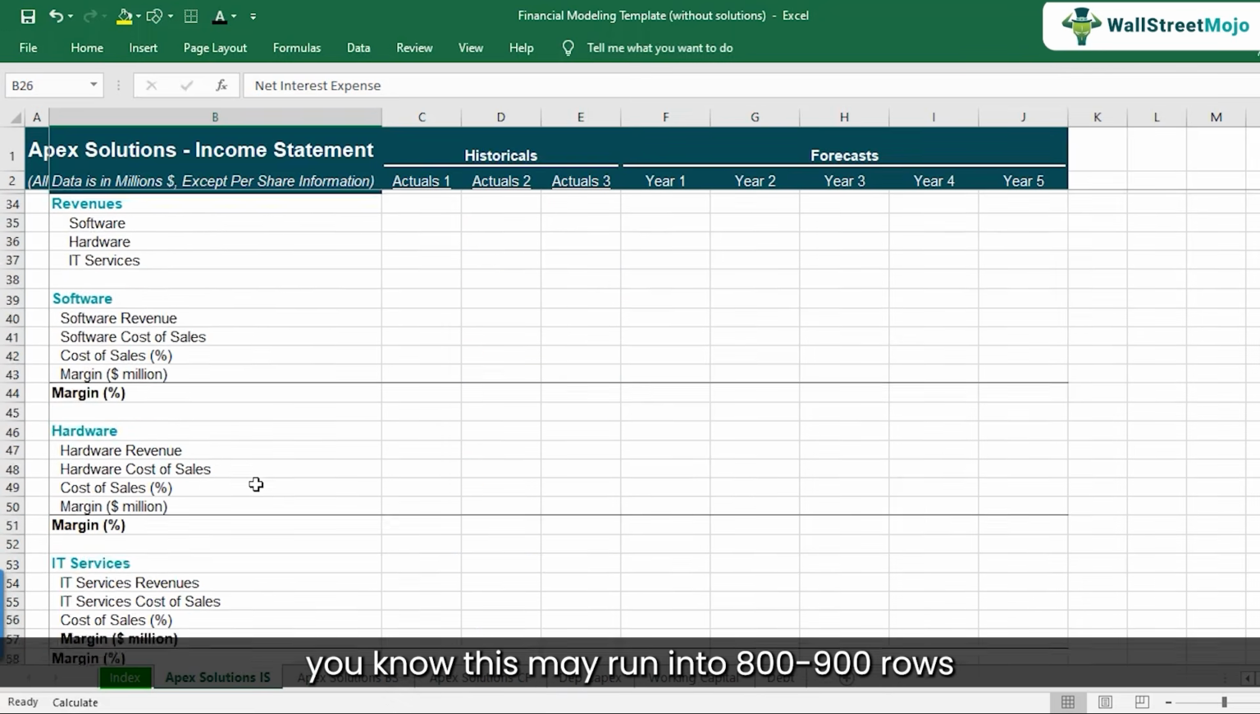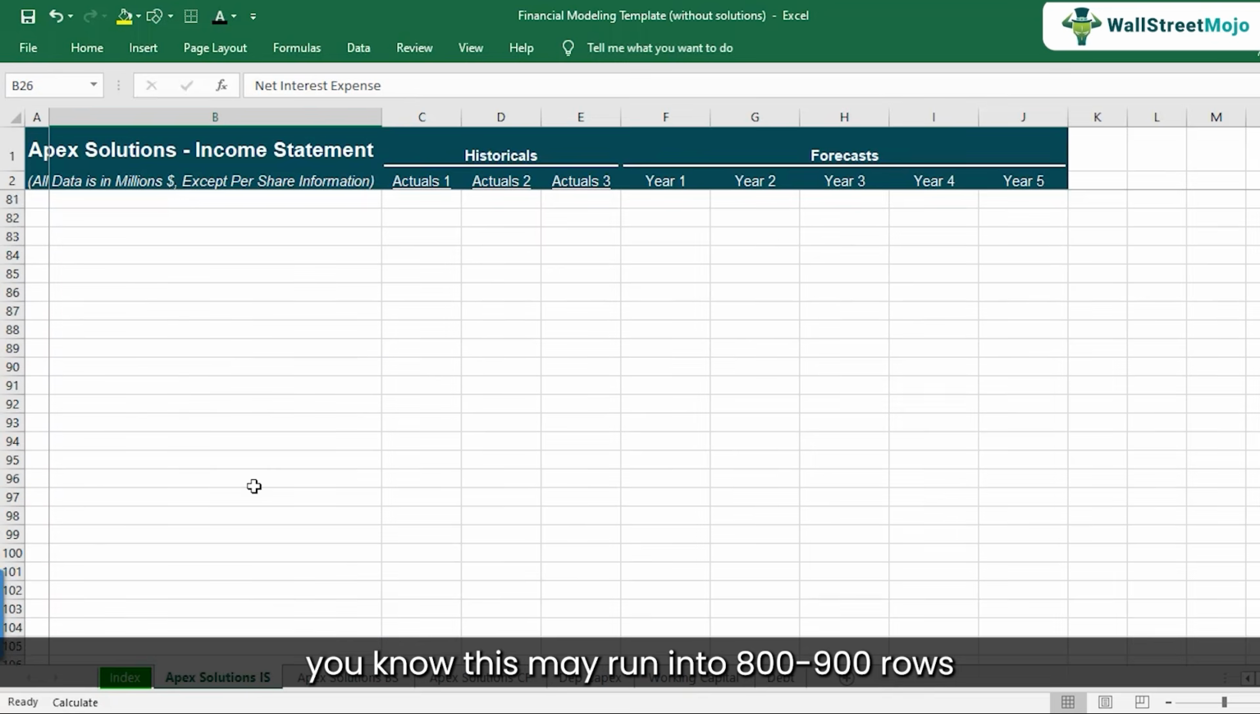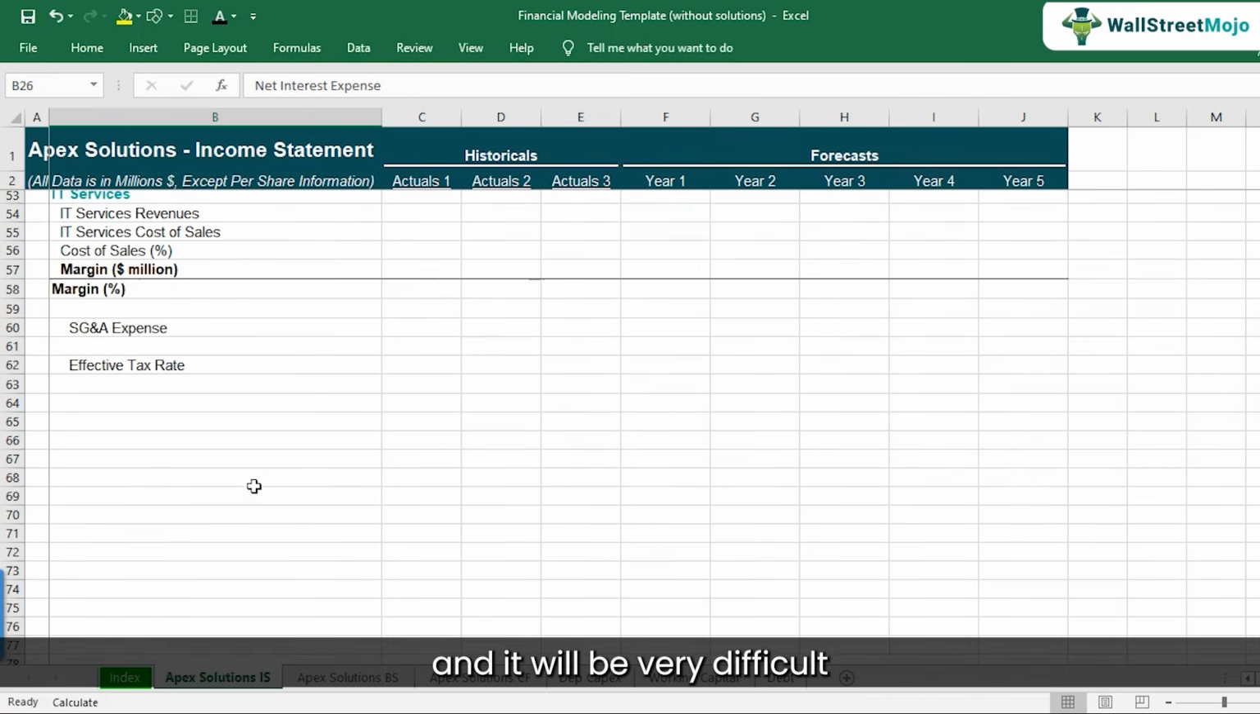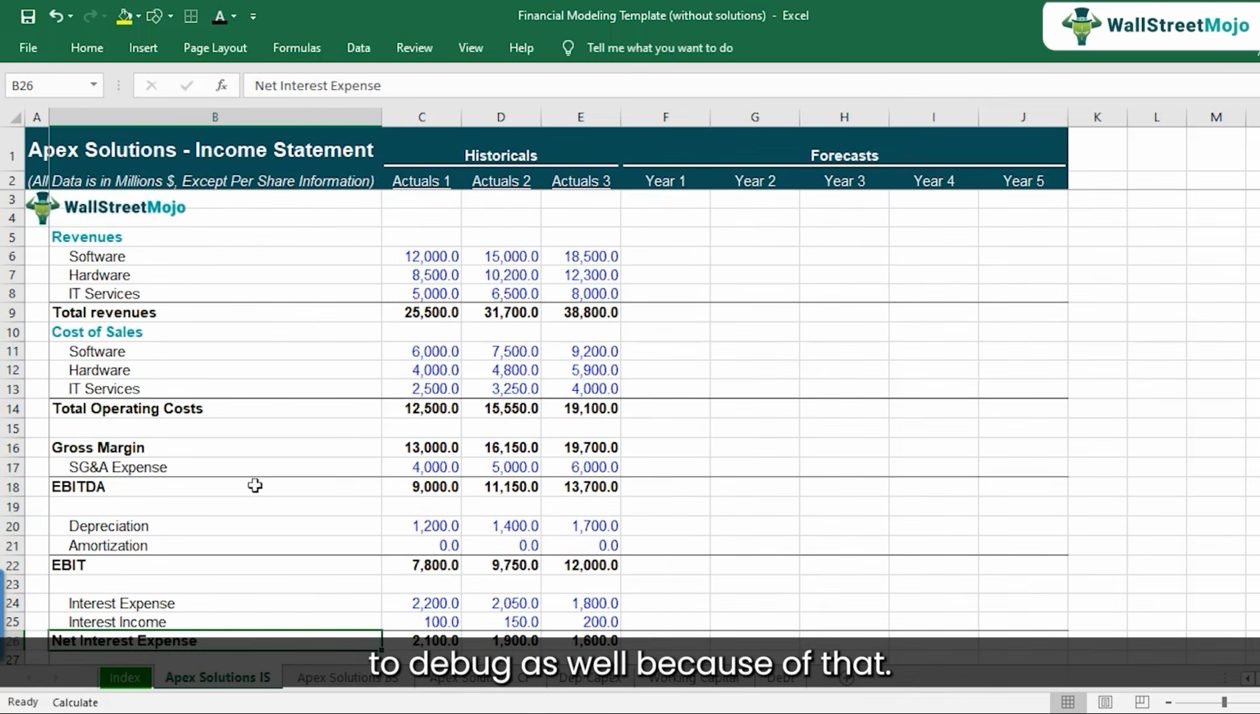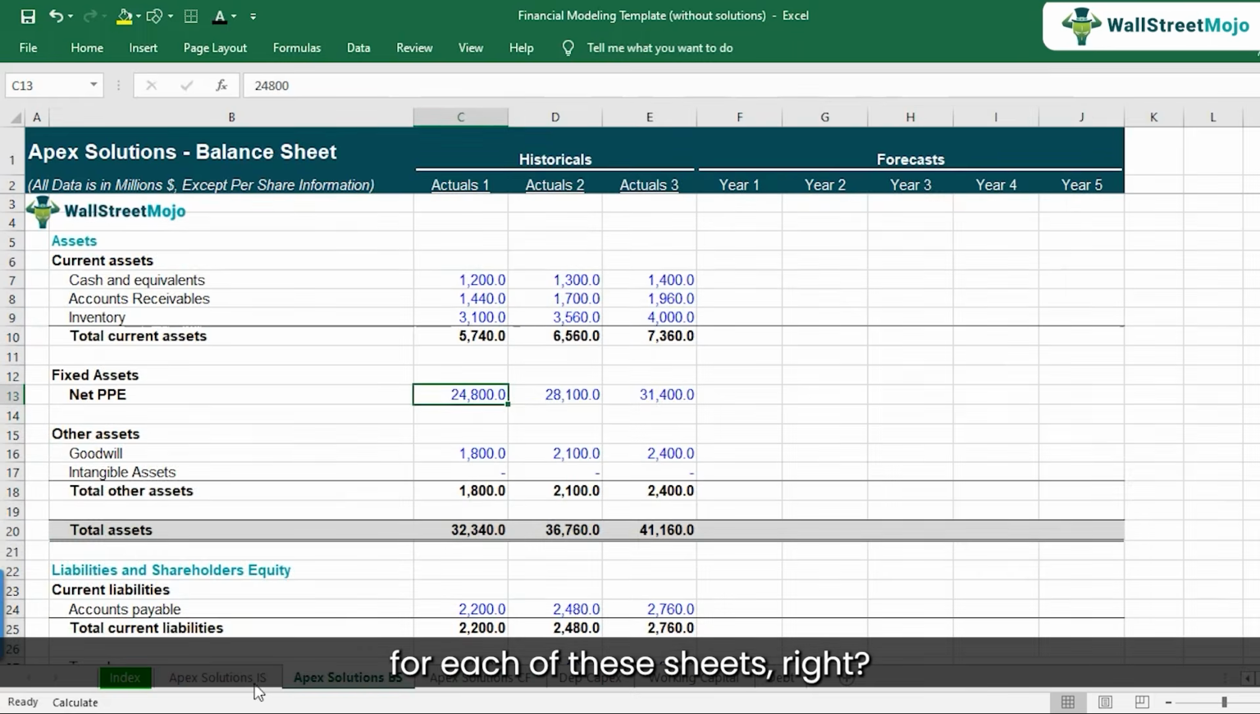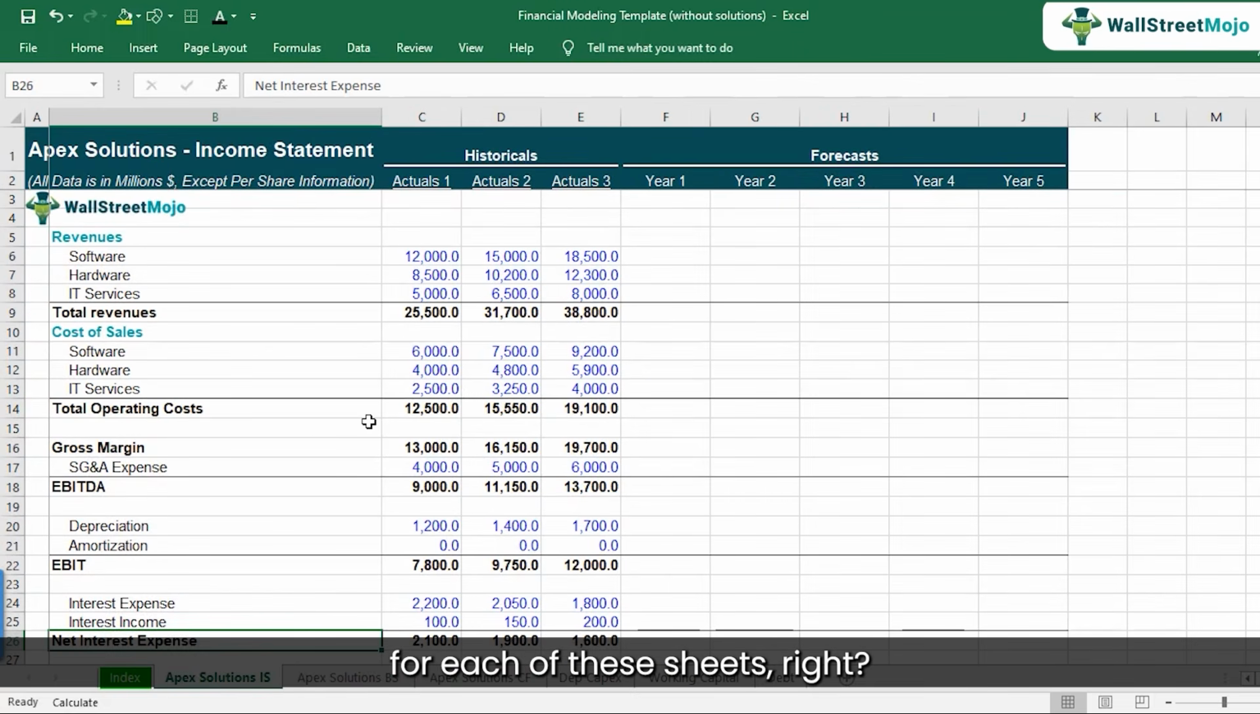For example, this may run into 800, 900 rows, and it will be very difficult to debug because of that. So I would prefer that you create a different tab for each of these sheets, right? So that's about the structure.